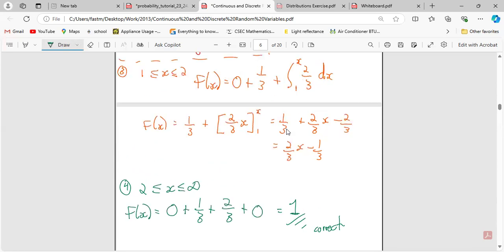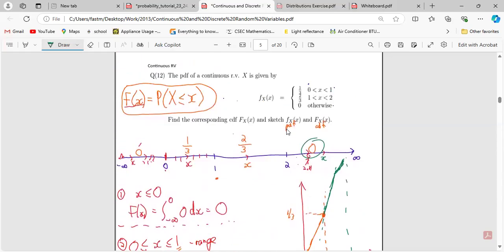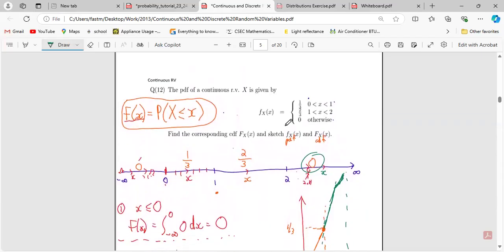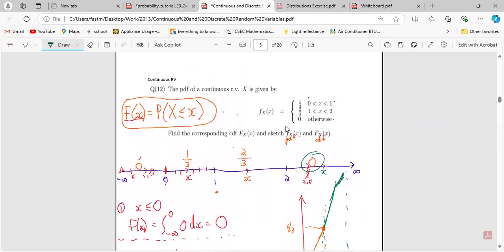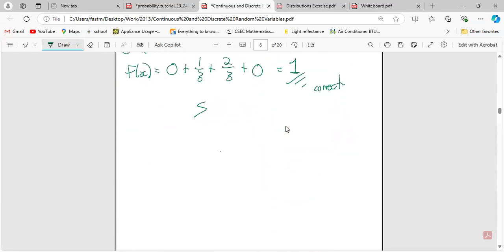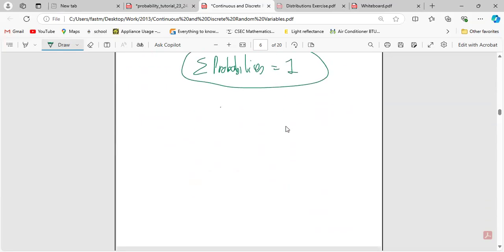Right? So in this graph that they gave us, from 2 onwards, it will just be a flat line. So I'm going to draw it a little neater. The sum of probabilities must always add up to 1. It can't be 1.2, 1.3, it must add up to 1. So I'm going to sketch it a little neater so you can see what actually happened.